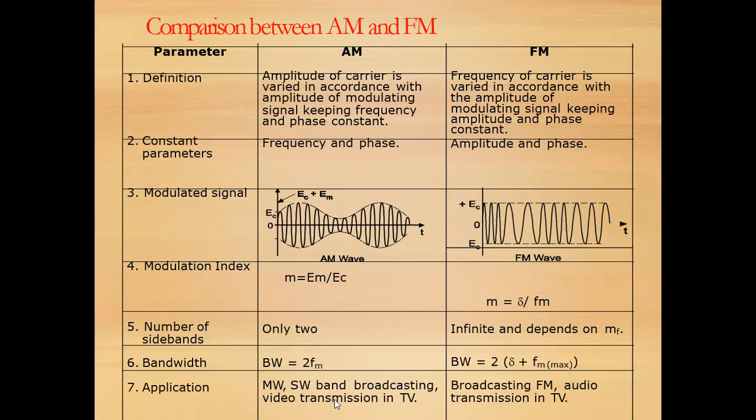Coming to the applications, AM is used for microwave and band broadcasting and video transmission in TV. FM is used for broadcasting and audio transmission in TV. These are the applications and some of the comparisons between AM and FM.